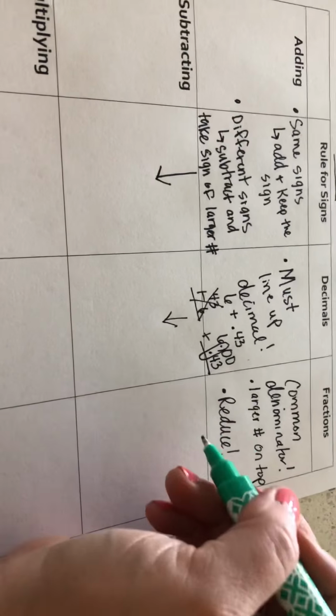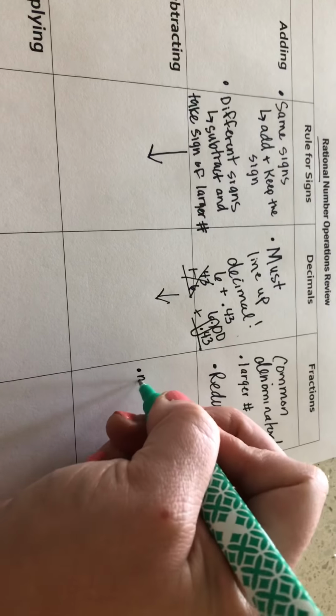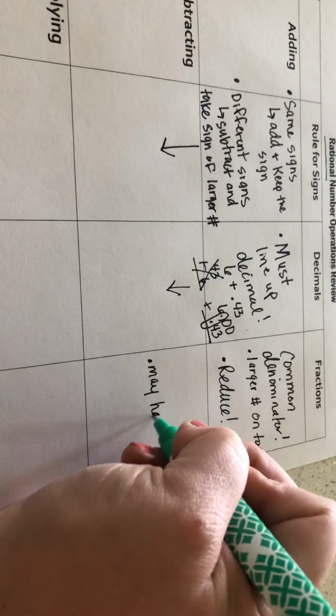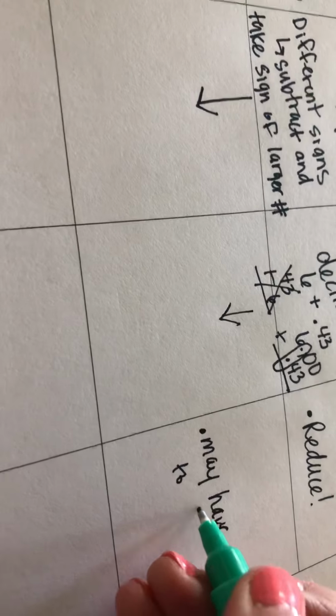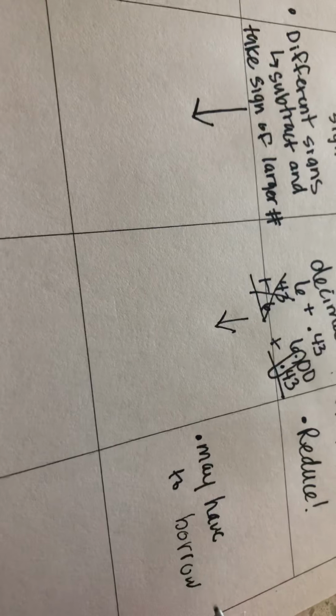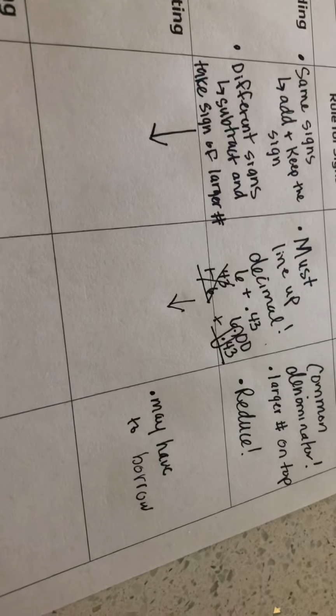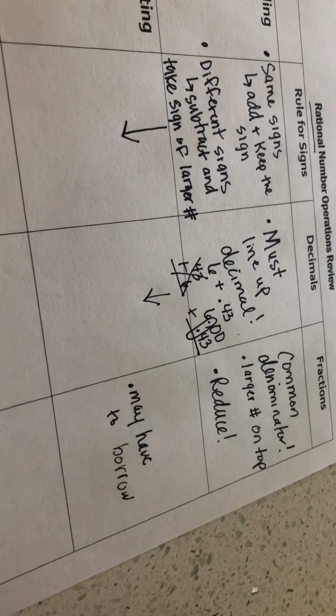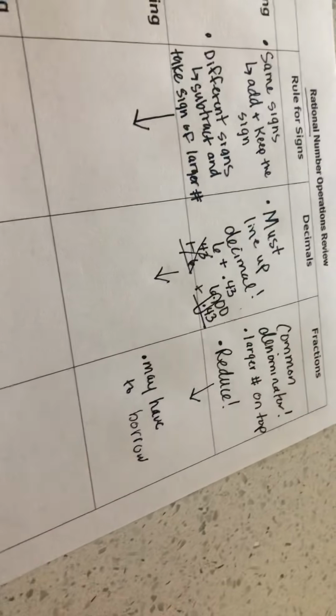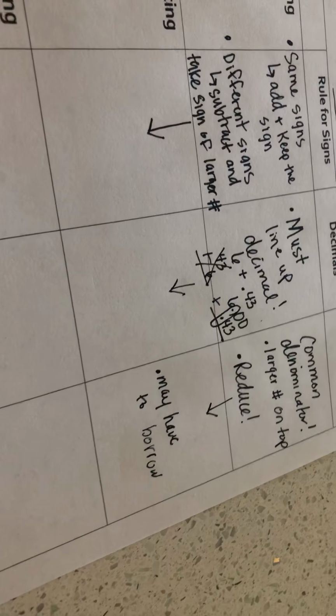Now, fractions, for the most part, are the same, but we may have to borrow. We may have to borrow, and that can get kind of complicated, but I'll show you an example later on. So you can put an arrow down here, but just be aware that you may have to borrow.